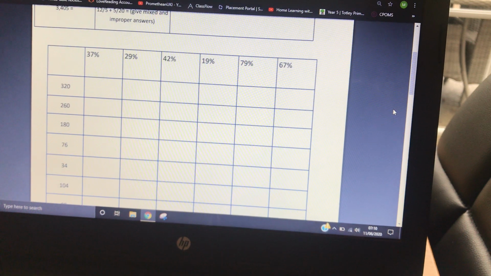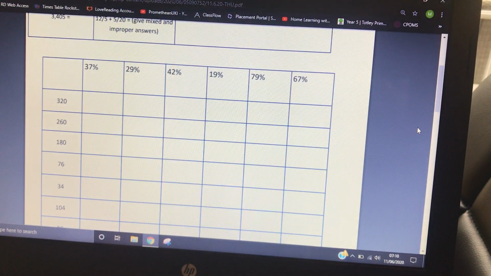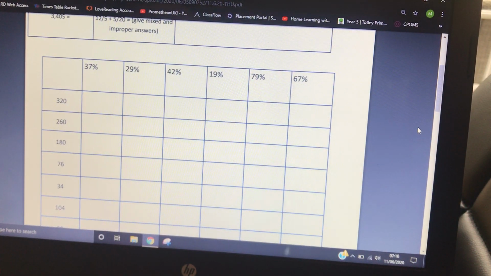So today, you'll notice it's a very similar grid to Monday, but the numbers are different and the percentages are different. And you might be looking at those percentages going, ooh, now then.